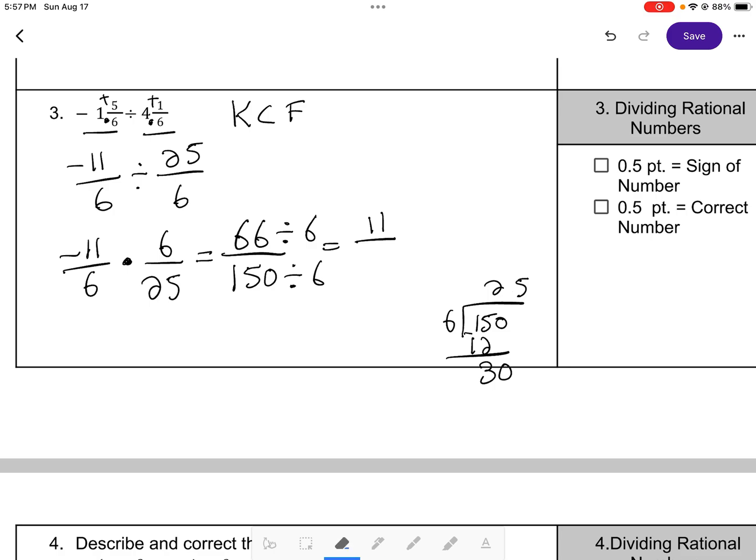Oops. Mr. Wood made a mistake, sorry. We don't need a decimal there, it should just be the 5. And then remember, when I divide a negative and a positive, I get a negative. So my answer to number 3 should be negative 11 over 25.